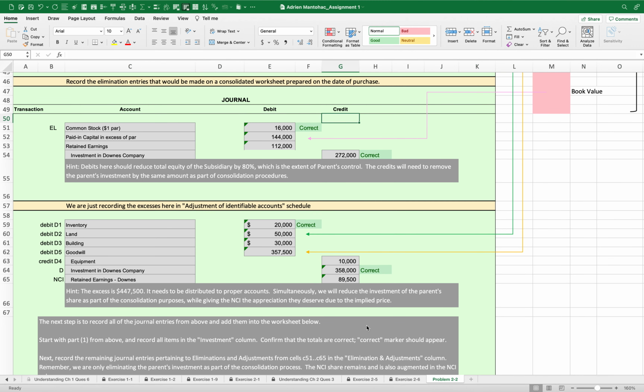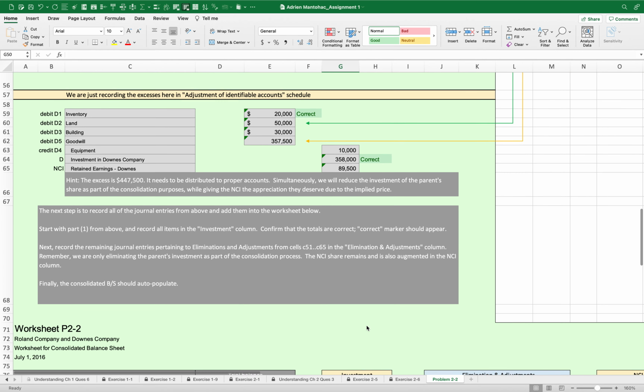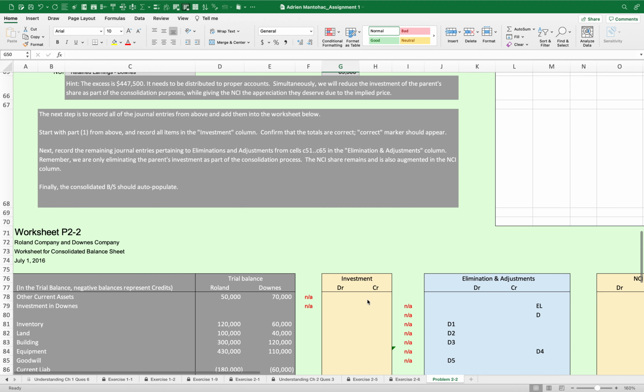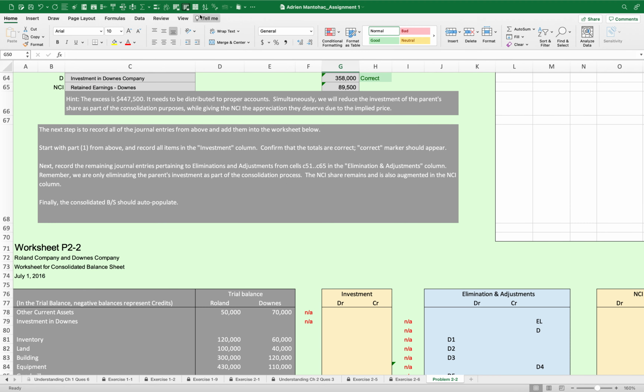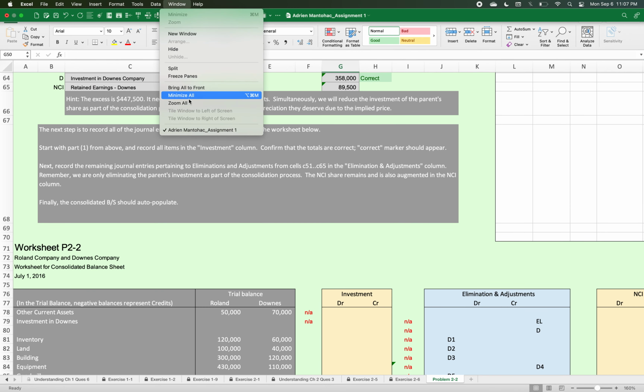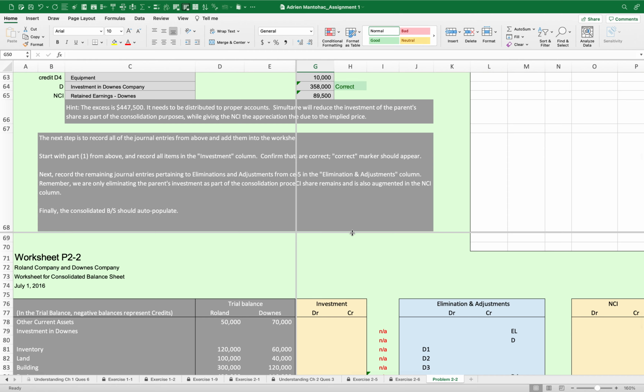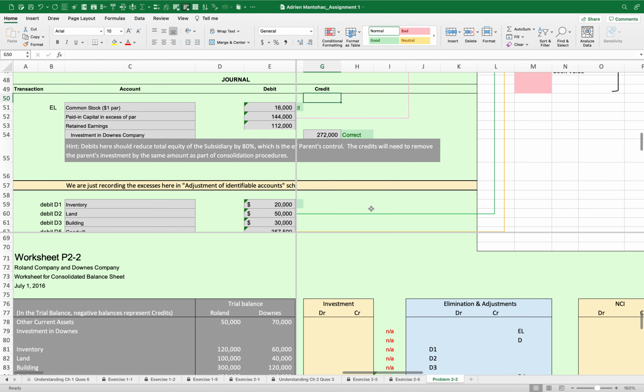Recorded the various elimination entries that are needed to consolidate. I want you to go ahead and start recording things in the trial balance that's provided for you at the end of the worksheet here. And to help us jump back and forth, I'm just going to put in some splits, and maybe move this a bit higher.